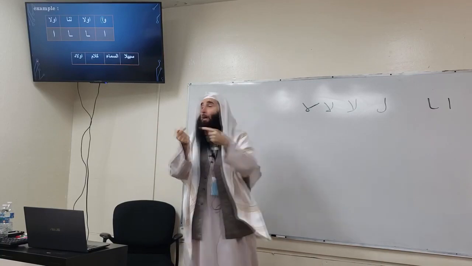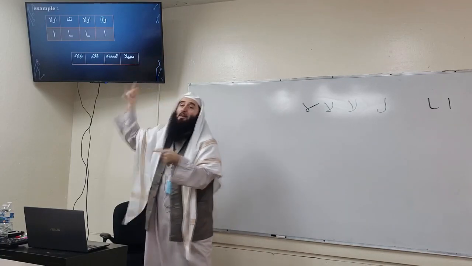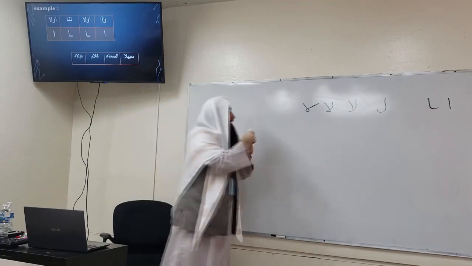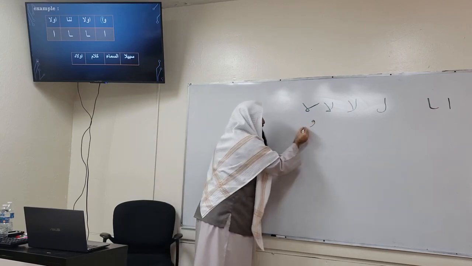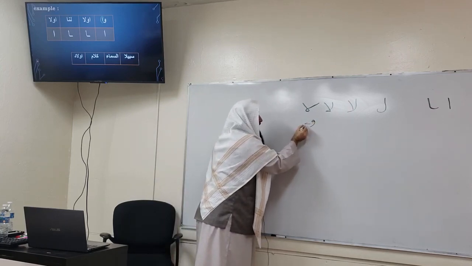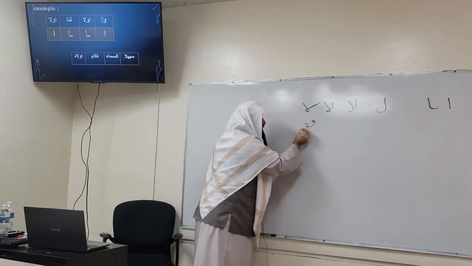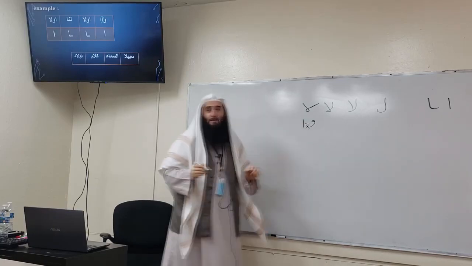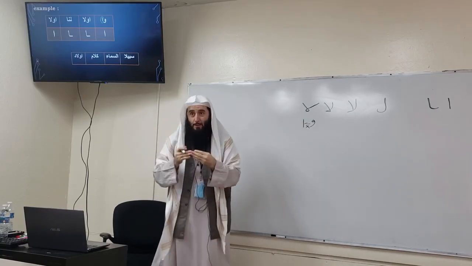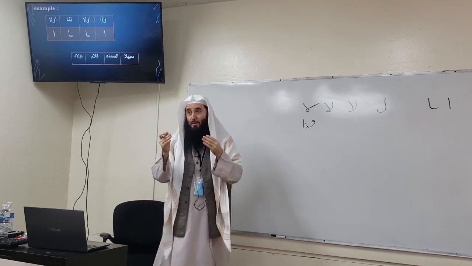And the alif accepts from this side, but since the waw doesn't accept, for example, waw doesn't accept connection from here, then I have to put the alif by itself because they do not connect. So you see how you see it?